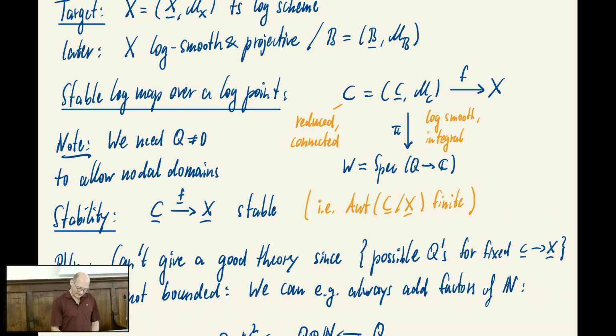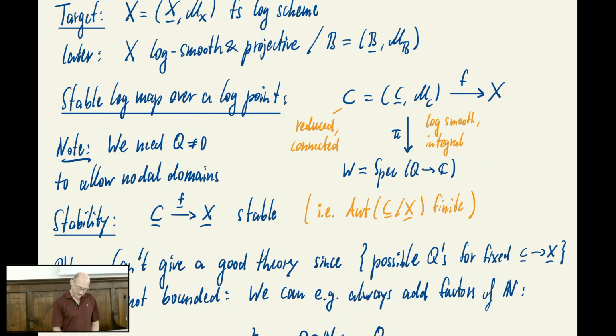Note that we can't be silly and just say Q is 0, so just work over Spec C, unless the curve C is smooth, because that can't be log smooth. Any node forces the Q to be non-zero. Okay, just think of these toric models I wrote down before. If you want a nodal curve, you need something in the monoid that has a relation, and it just isn't there if you have 0 here.